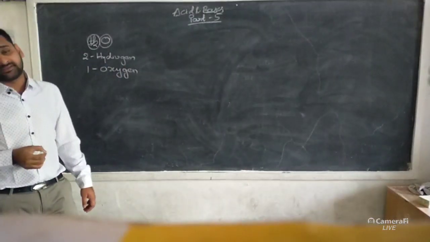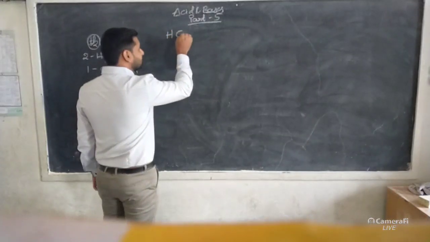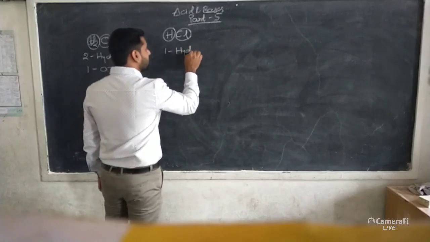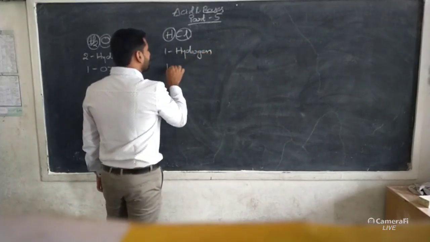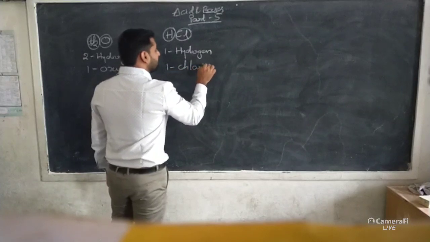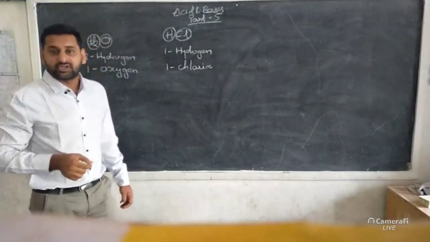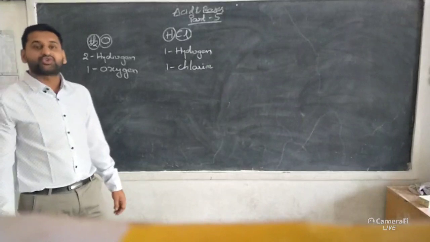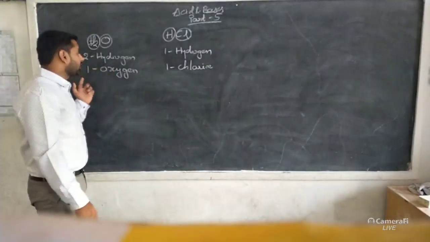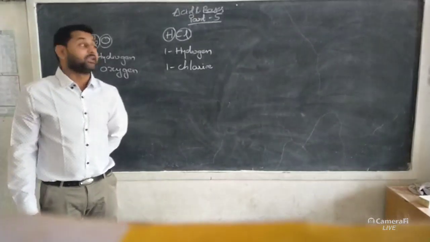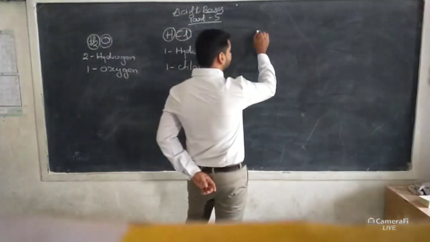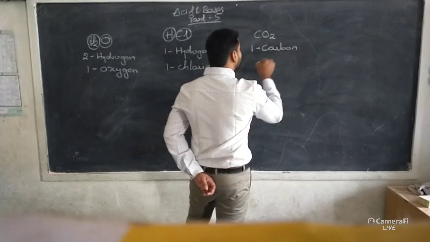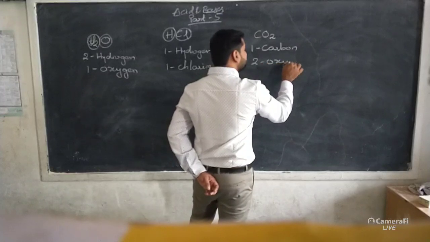When we take a simple example like HCl, here 1 time hydrogen and 1 time chlorine. What is the reason behind taking 1 time hydrogen and 1 time chlorine in HCl, and in H2O, 2 times hydrogen and 1 time oxygen? If I take one more example, CO2, these are all already seen. Here 1 time carbon and 2 times oxygen we have taken.